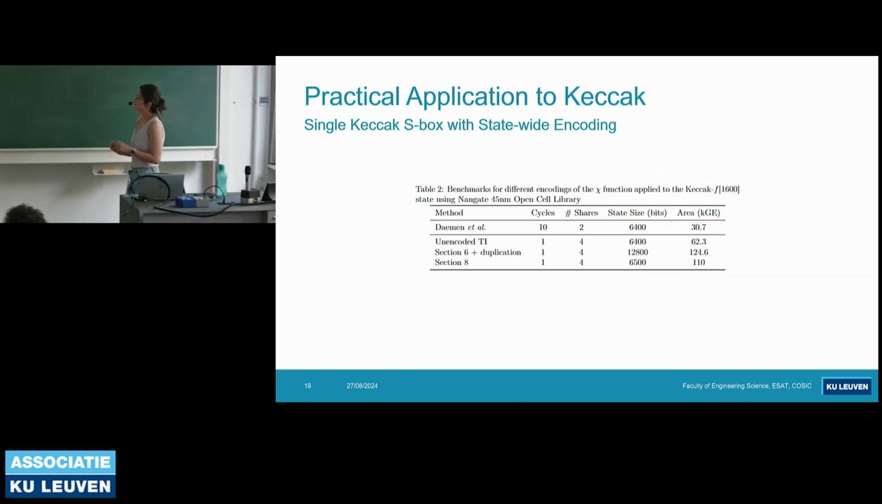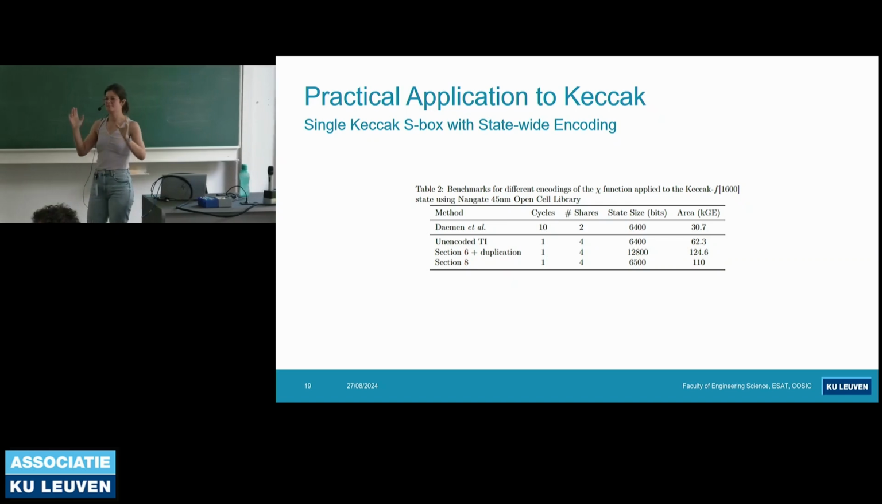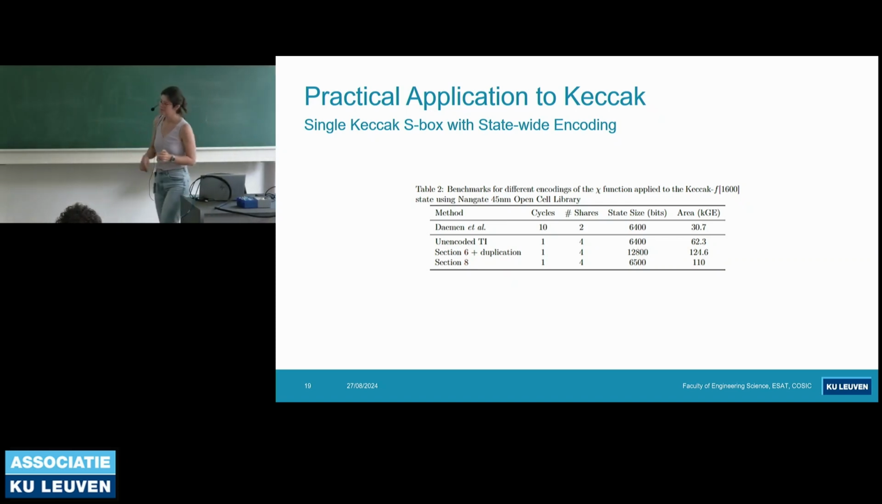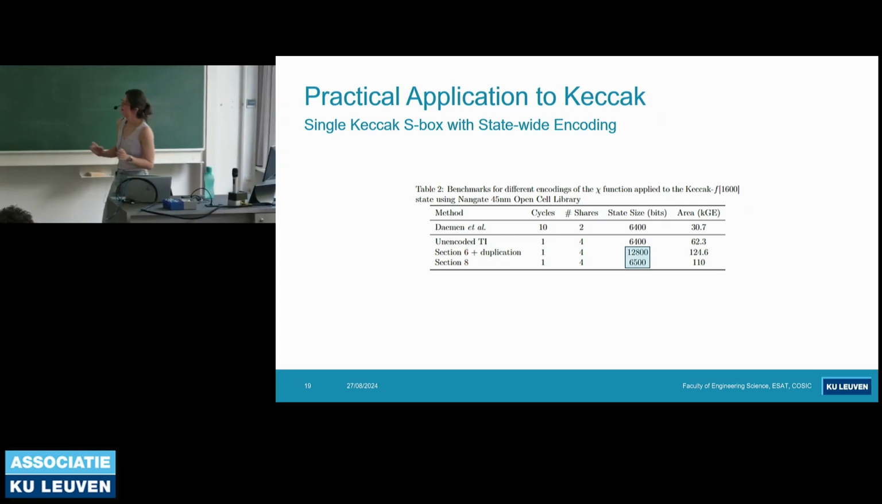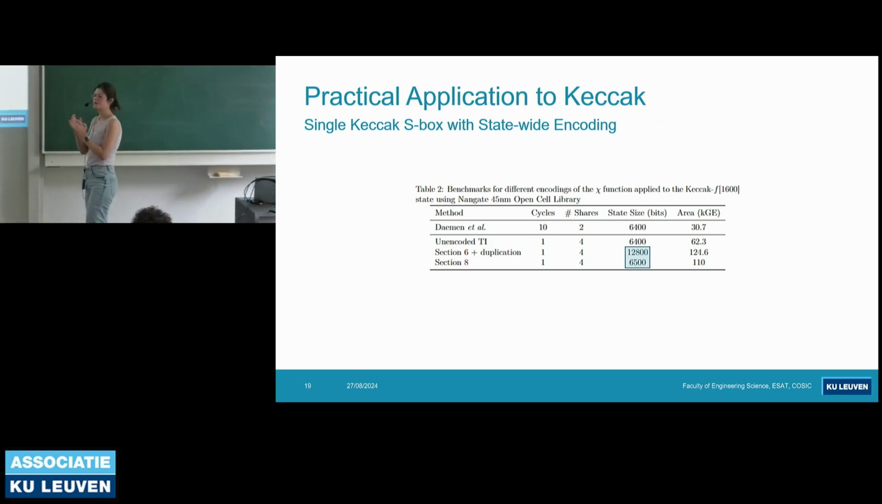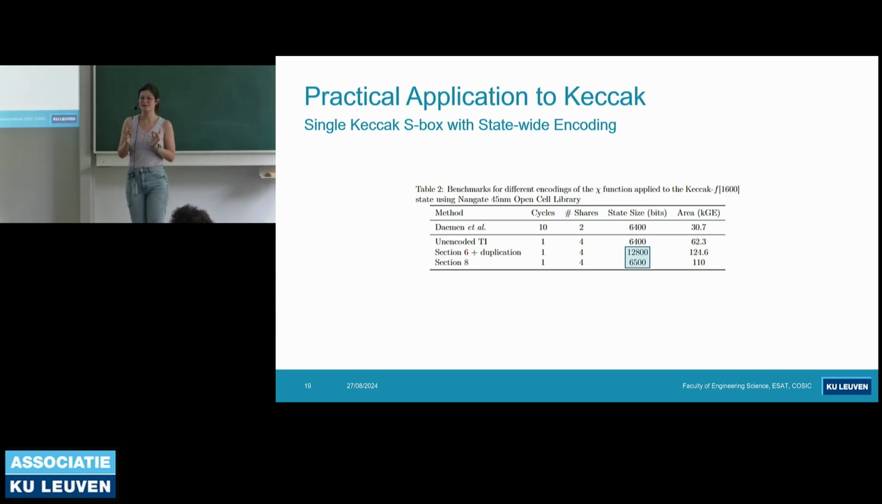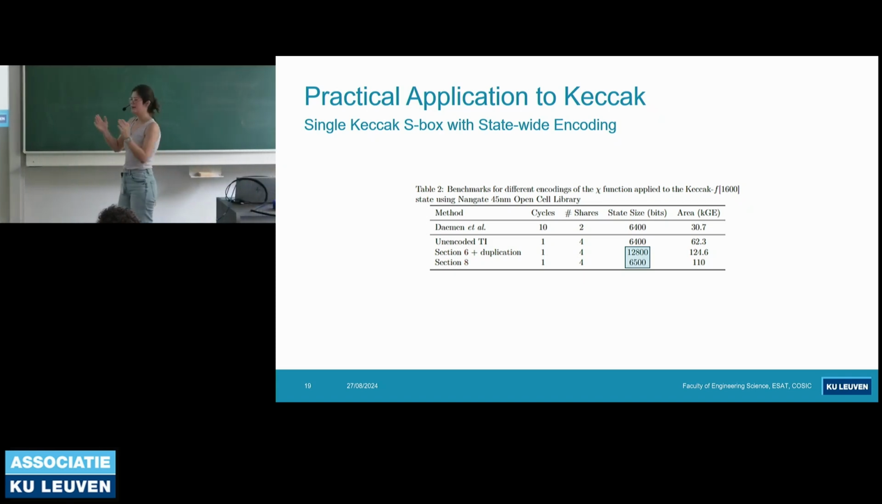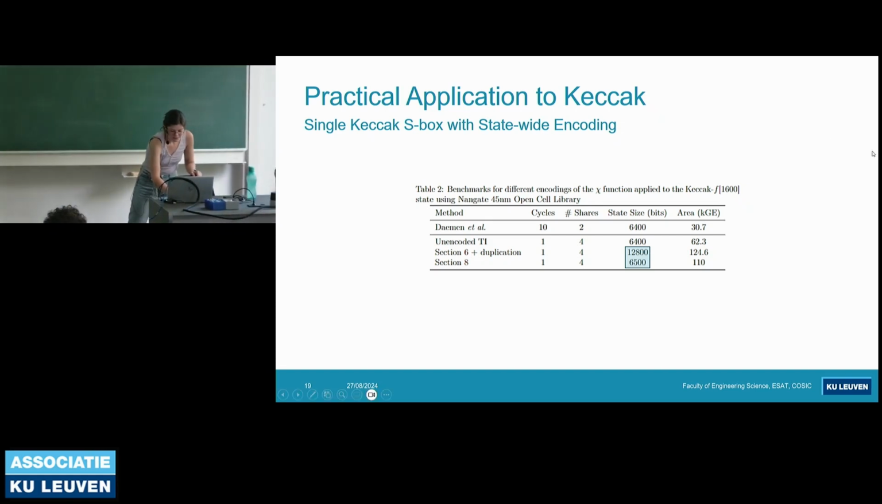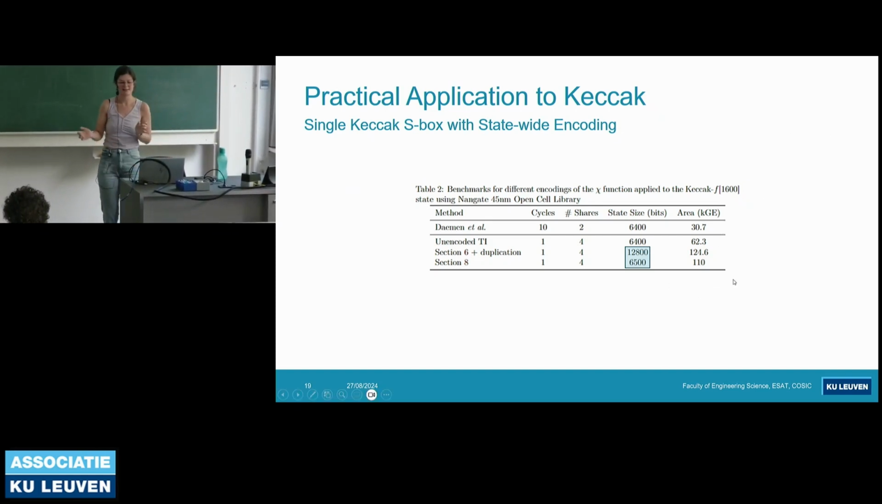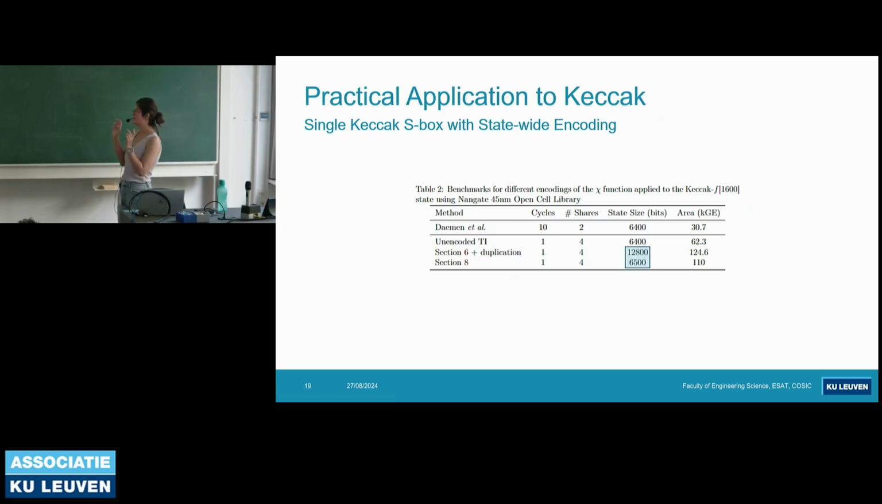In the second table, we see the single Keccak S-box applied to the whole Keccak state. The interesting thing here is if we take the unencoded TI, and protect it using StaTI with duplication, then the state size is 12,800. But if we encode it with the state-wide encoding technique, then we get a 6,500 state size. And we don't really have a gain in the area because, as I said, the state-wide encoding is particularly efficient in linear functions and also in the state size, but not really efficient in nonlinear functions.